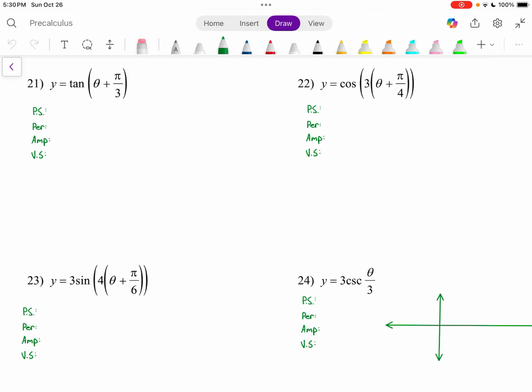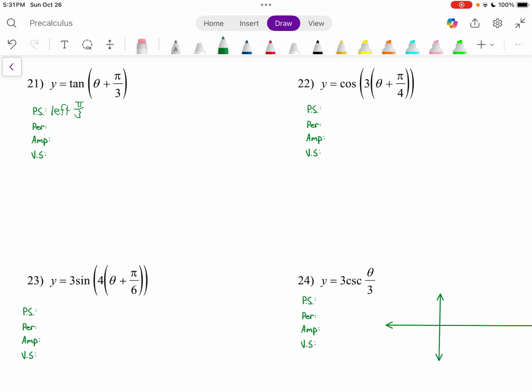We're going to work through number 21 to 24. So let's get right into it. Number 21, we want to graph y equals tangent of theta plus pi over 3. We know when something's added to theta that is a phase shift. So this is going to be moved left pi over 3.